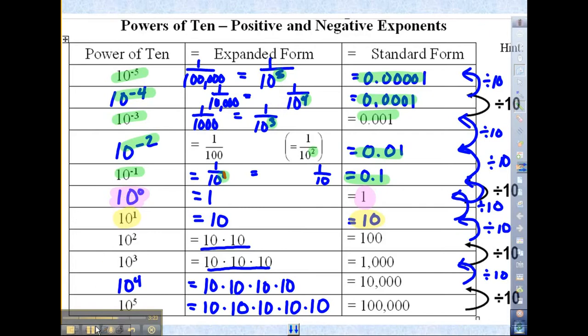Okay, let me pause this. Okay, so I wanted you guys to see what exactly is meant by a negative power. For algebra students, you are not in simplified form if you have a negative exponent. This is not simplified form here. 10 to the -5th power is not simplified.